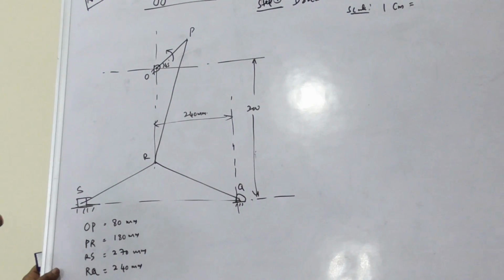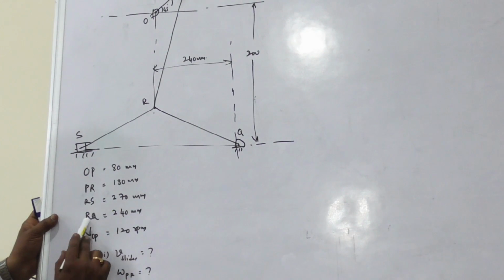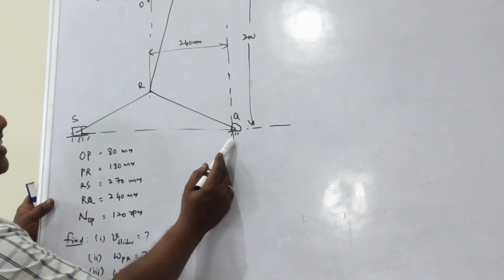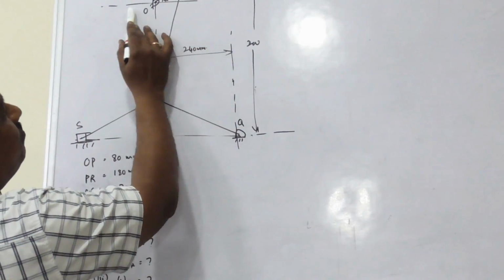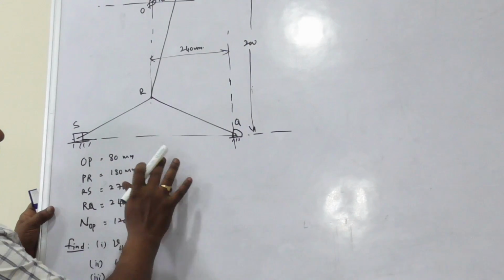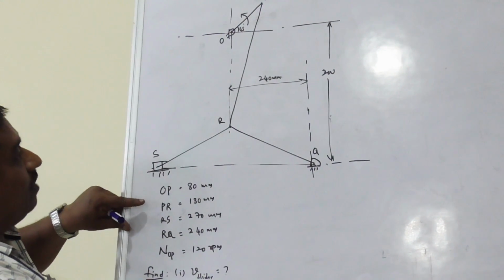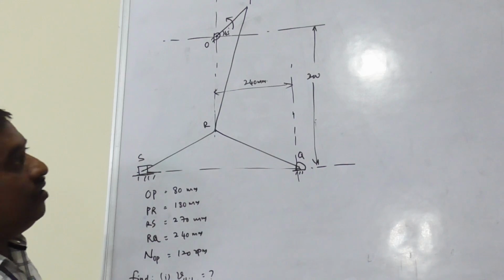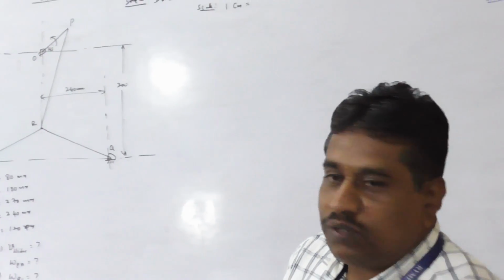The lengths of the links are: OP is 80 mm, PR 180 mm, RS 270 mm, RQ 240 mm. Point Q is at a distance of 240 mm from this vertical axis and 200 mm from this horizontal axis. And we need to determine the velocity of the slider S, and the angular velocity of links PR, RS and RQ. The very first step is to construct the configuration diagram to a suitable scale.